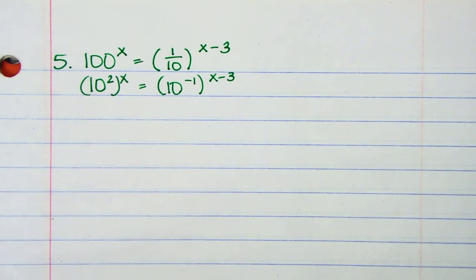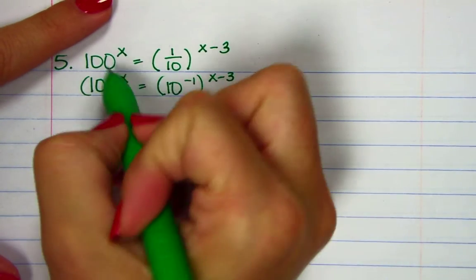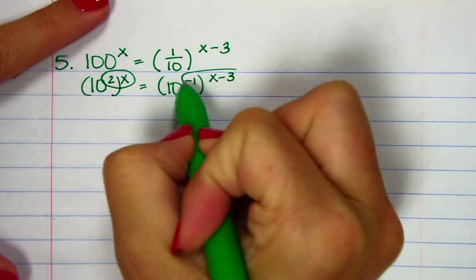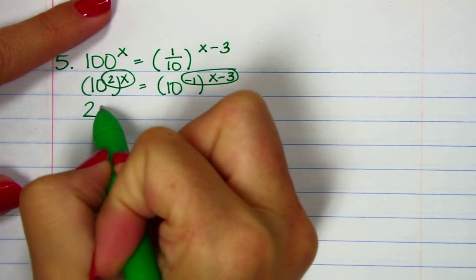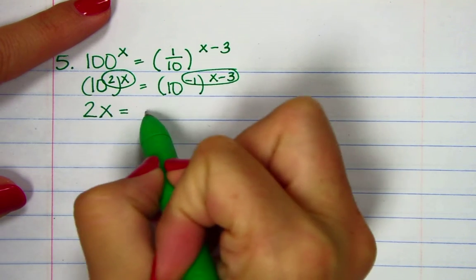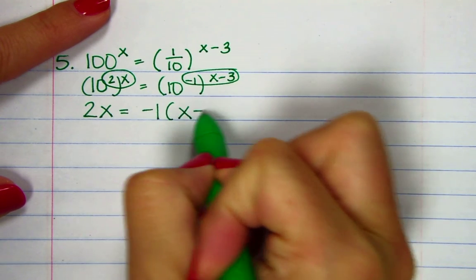Right now, we can do it exactly the same as the last one. Once we've found the bases, I just want to put some fraction ones in there to remind you. We just bring this down. 2 times x is 2x. And negative 1 times x minus 3.